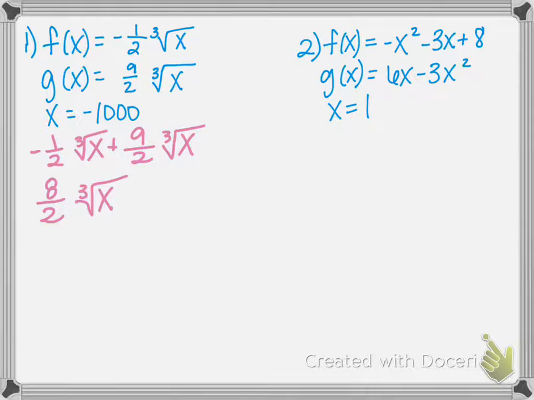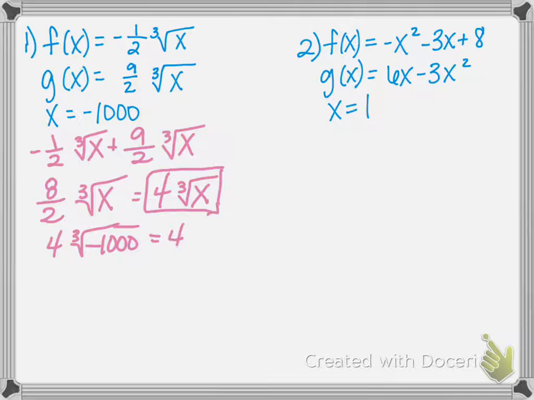Think about it like a like term. And 8/2 can reduce to 4 times the cube root of x. Okay, so that is our first answer. After you're done with that, you need to plug in the x value that they give us, which is -1,000. So I'm going to plug that in. 4 times the cube root of -1,000. And it gives me 4 times -10, which equals -40.